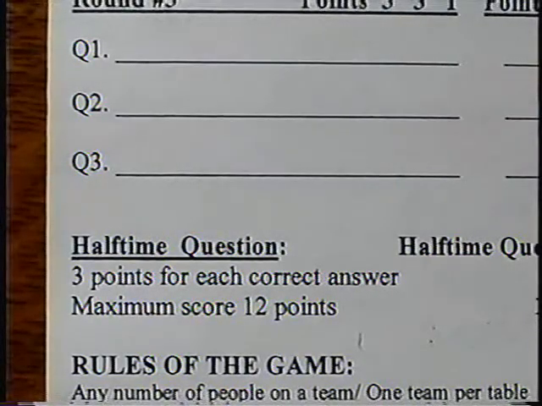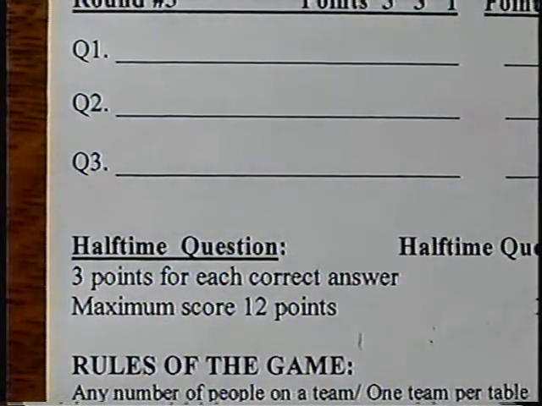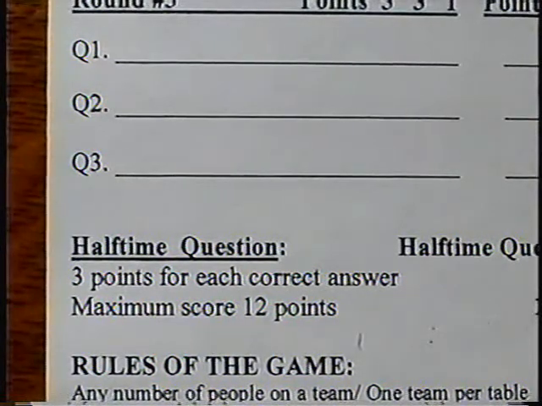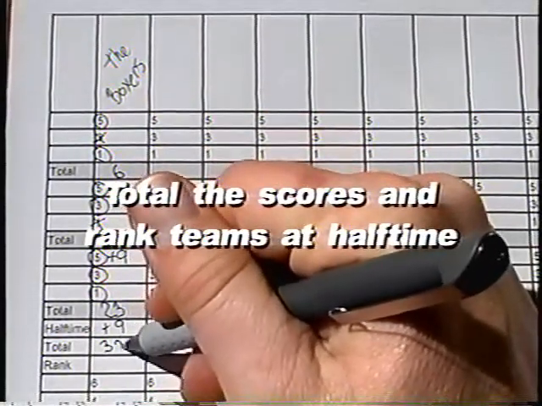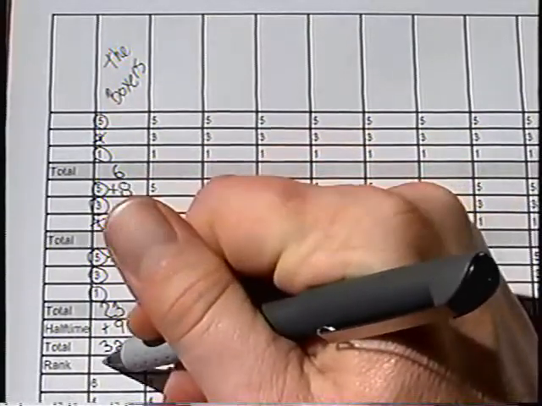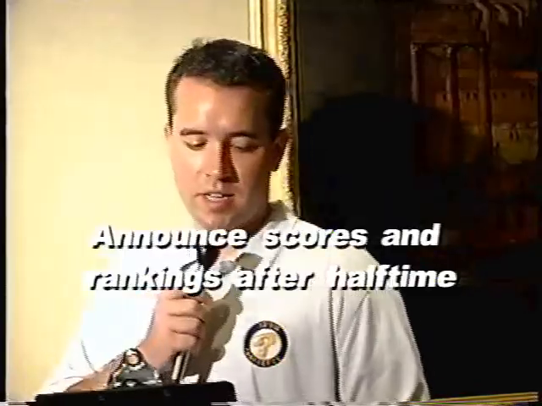The halftime question is a 4-part question where teams will receive 3 points for each correct part of their answer. Teams can earn 0, 3, 6, 9, or 12 points on the halftime question. The host will announce the halftime score update after the halftime question has been scored and the teams ranked from highest to lowest. Your halftime score update is as follows.